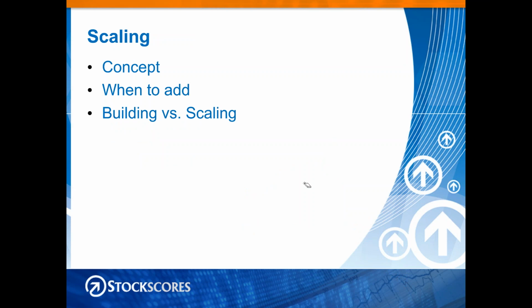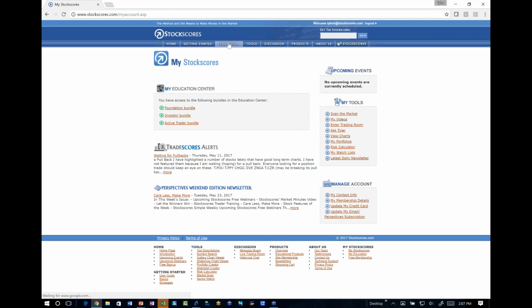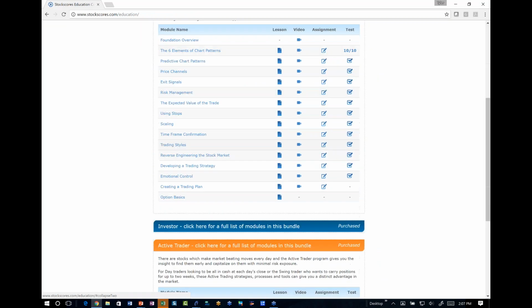Scaling. Each one of these concepts that I'm going through fairly quickly is covered in the Stockscores Education Center. I just want to show you this in case some of you aren't aware of it because you haven't had a chance to look at it yet. If you go into the education area and go into Foundation, there are videos on all of the things that I've talked about. In some cases I'm going through these concepts in 5 minutes, but there is a 35-minute video that explains the expected value of the trade. I don't know if it's 35 minutes.